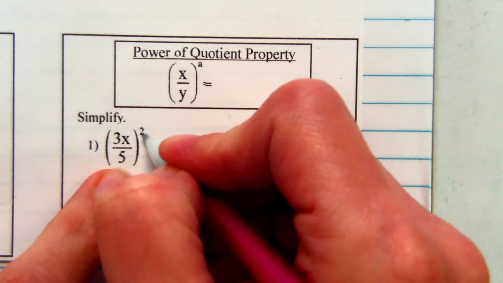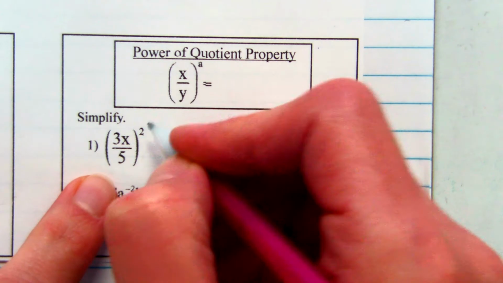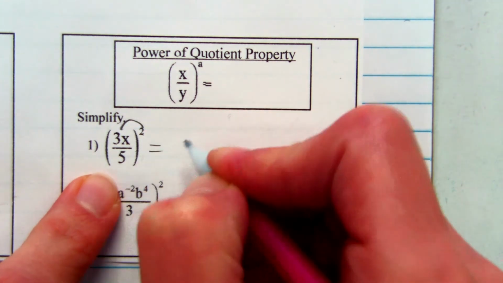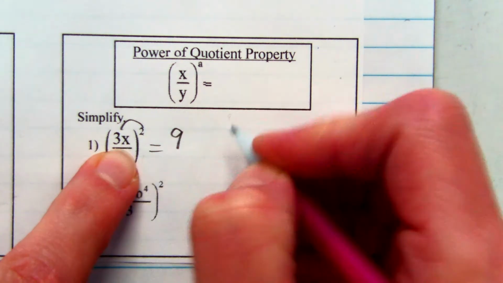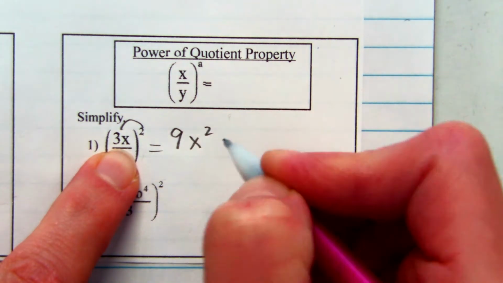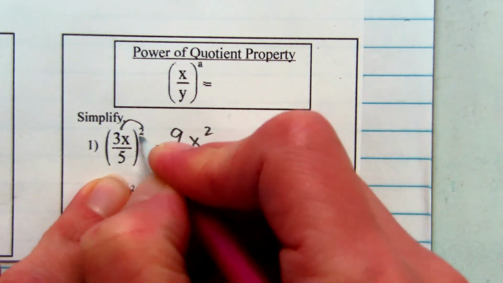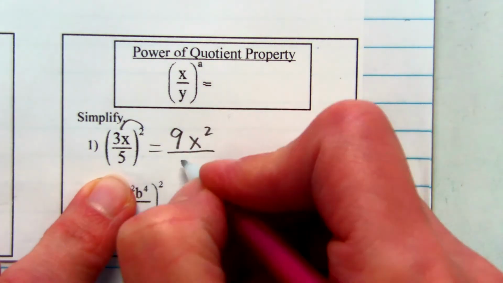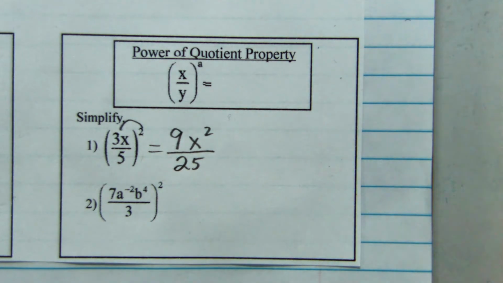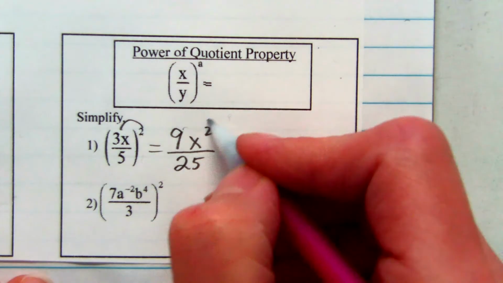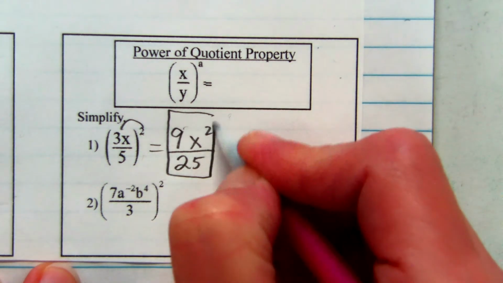So if there's a square out here and this is all in parentheses, you square everything. So 3 squared is 3 times 3, which is 9. And then x to the first squared is just x squared. And then we're going to square the 5. So 5 times 5 is 25. And we just look to make sure there's nothing to reduce. And there's not. 9 and 25 don't reduce. There's only one x in the problem. It's all good.